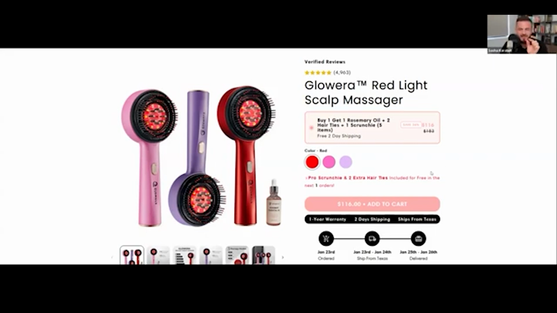Yeah. And I think the thing is, the confused mind will never buy. And this immediate product page, when you land on it, there are so many things happening here. There's the description, there's this big offer that is written over 3 lines, very confusing to look at. You can't really understand what's happening. There's the pro scrunchie, 2 extra hair ties included for free in the next one order. I'm just scratching my head a little bit. I'm like, is that real?